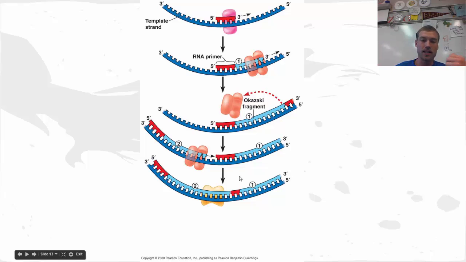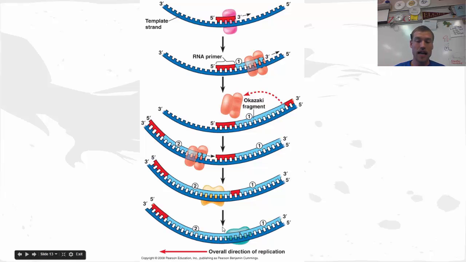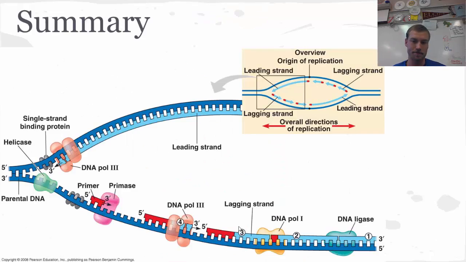The next piece right here, this is going to be DNA ligase. DNA polymerase 1 will come in and replace that RNA primer, and then ligase will come in and it will bind the Okazaki fragments together. So what happens is it does a piece and then a piece. As it is being unzipped, it's just adding on piece by piece by piece. So again, this is what that looks like.